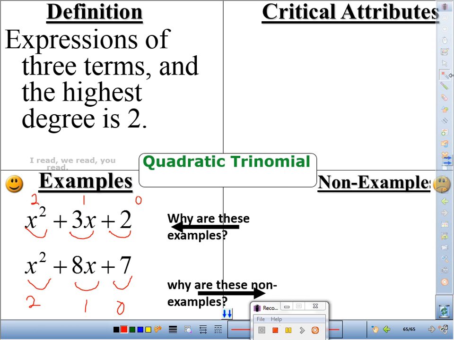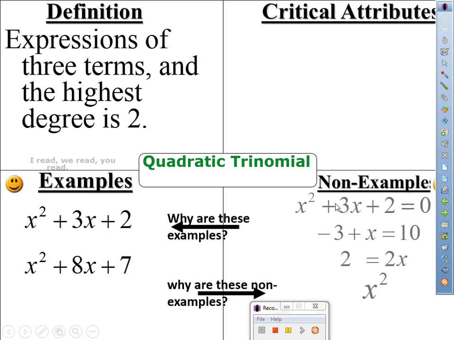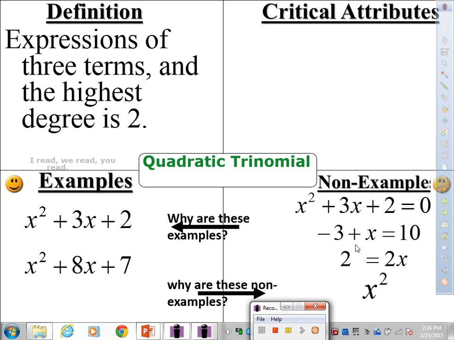Okay? So let's go to non-examples. Non-examples. X squared plus 3x plus 2 equals 0. Negative 3 plus x equals 10. 2 equals 2x. And the last one is x squared. Copy those. So tell your neighbor why all of these are non-examples.